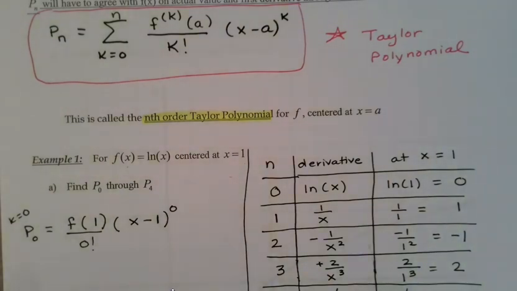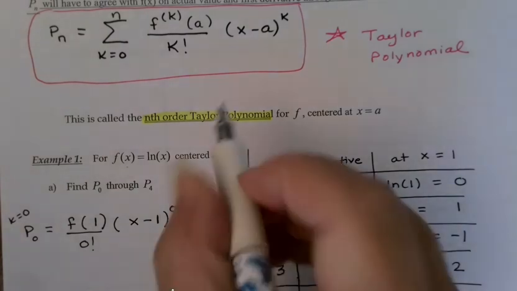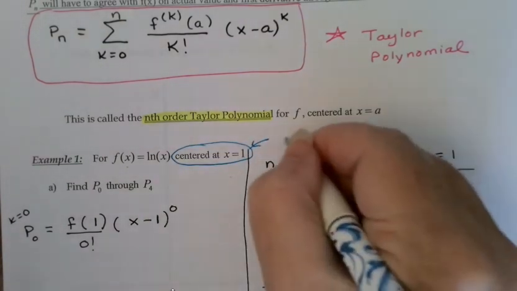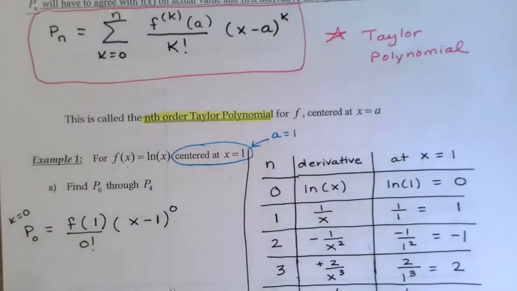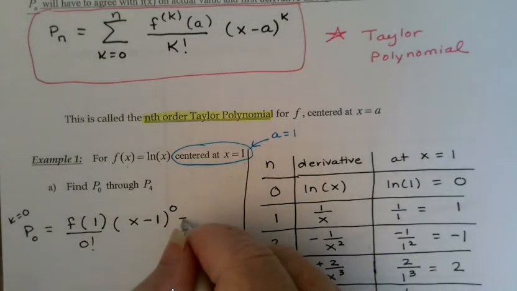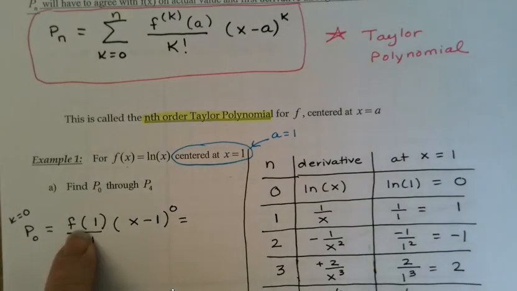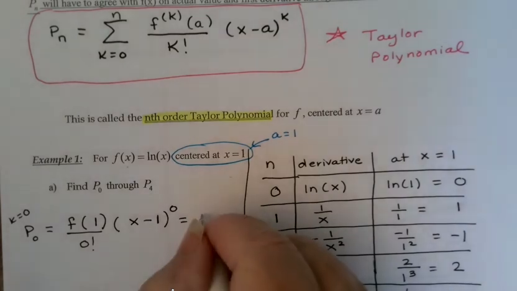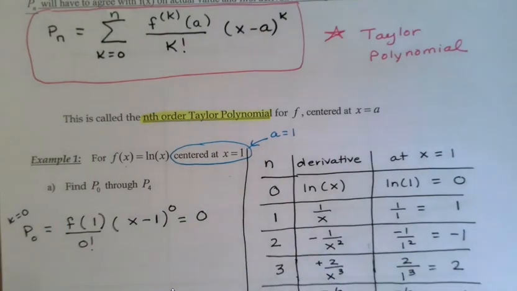By the way, I probably should have mentioned this before. When we say centered at x equal 1, that's really giving us the a value. A is 1. All right, well, let's see here. That one's not too tough. f of 1, our 0th derivative, was 0. And 0 times anything is 0. So P0 is just 0.